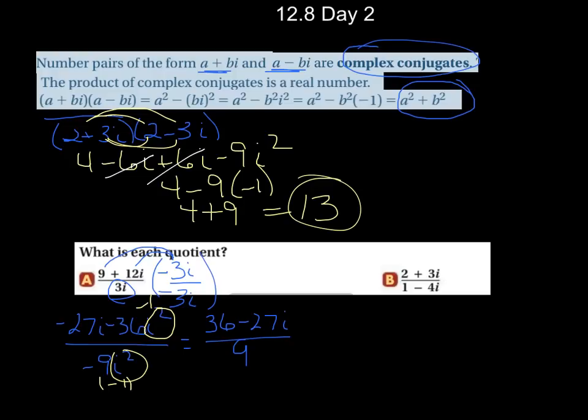And then what we do is we split it up and put it back into that a plus bi form. I'd have 36 divided by 9, which is going to be 4. And I'd have negative 27 over 9, which would be minus 3i. And there is my quotient of 9 plus 12i divided by 3i. So we're splitting it up and dividing each part of the numerator by that real number in the denominator.